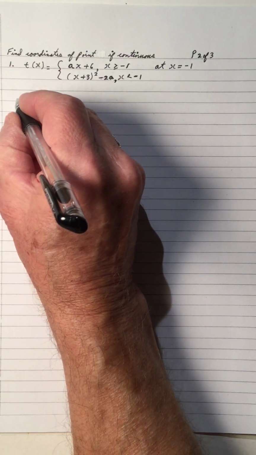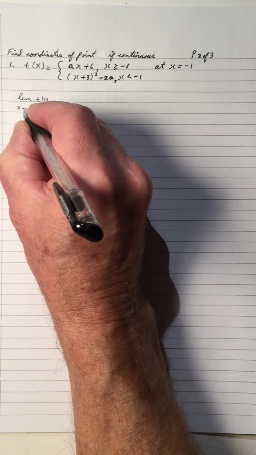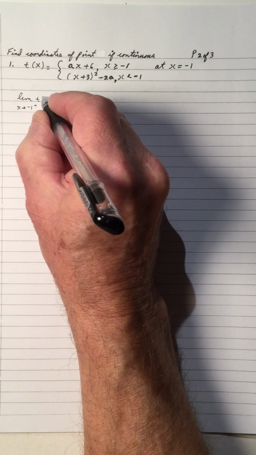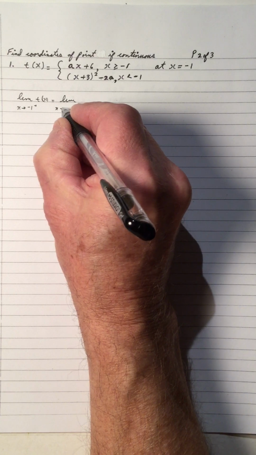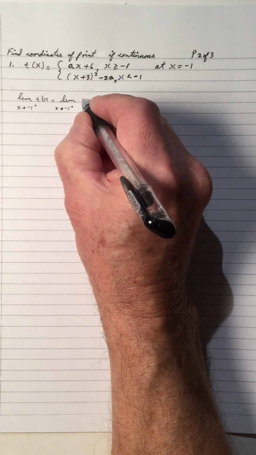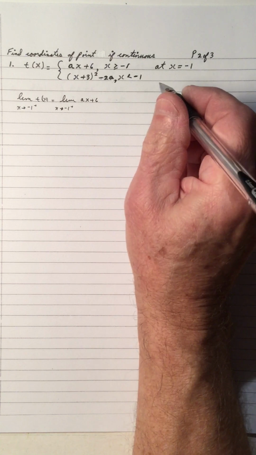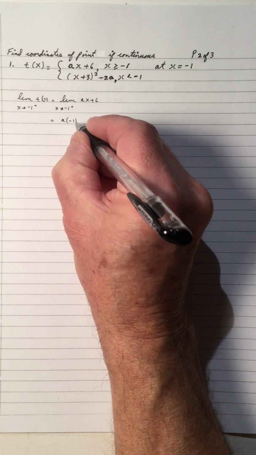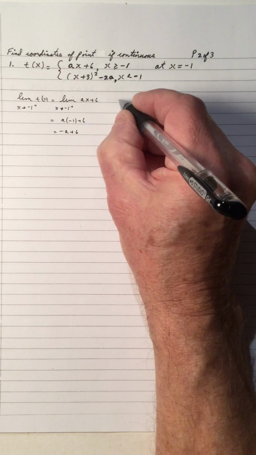So if it's continuous, it means the limit of t of x as x approaches -1 on the right side, where x is greater than -1, we have ax plus 6. And the limit on the right is going to equal the limit on the left if it's continuous. So let's put a -1 in the place of x, and we get -a plus 6.